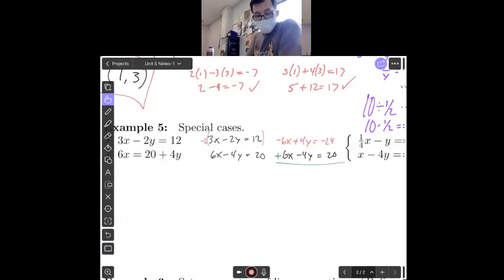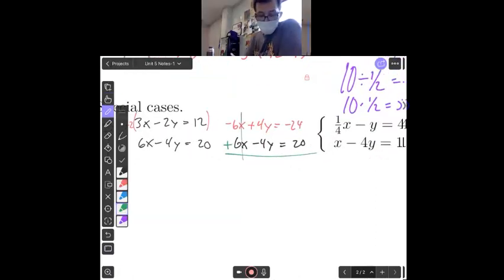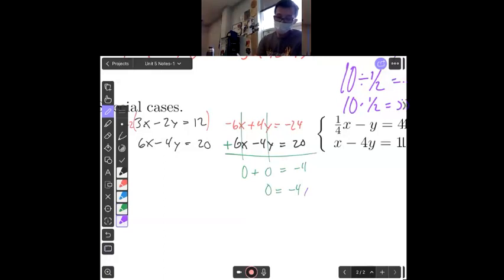Now that I've done that, not only do the x's cancel, but the y's also cancel. So we get 0 plus 0 equals -4. And of course, 0 doesn't equal -4. That's our false statement, which means the lines actually don't touch. We're trying to find the place where they touch. They don't touch. So this would be our no solutions situation.